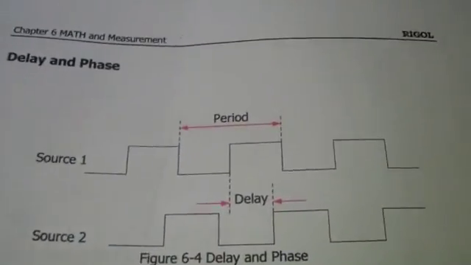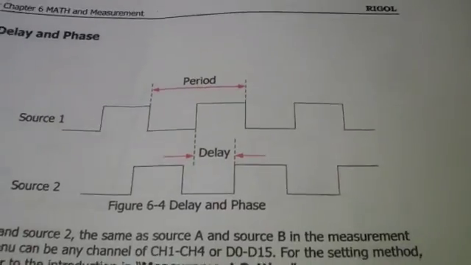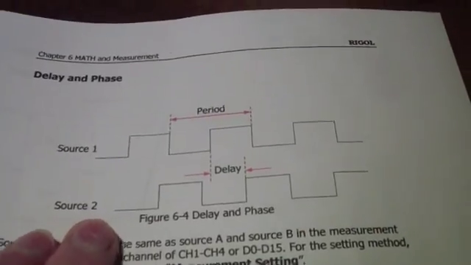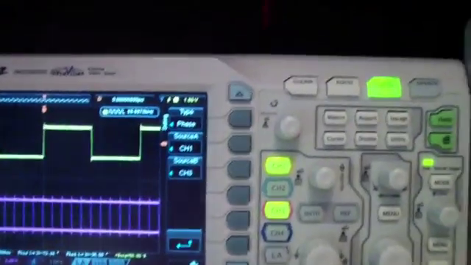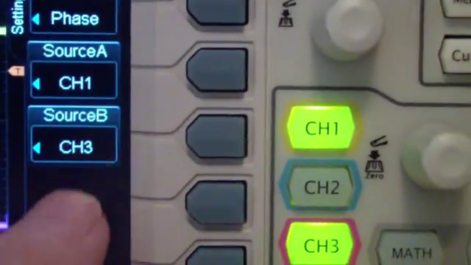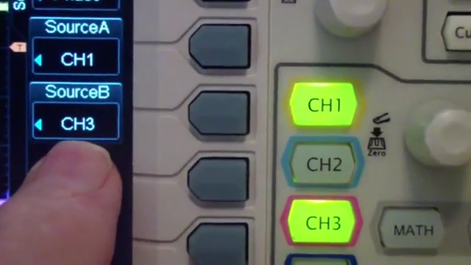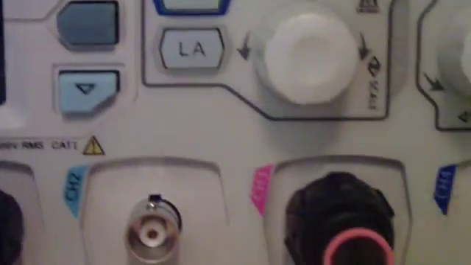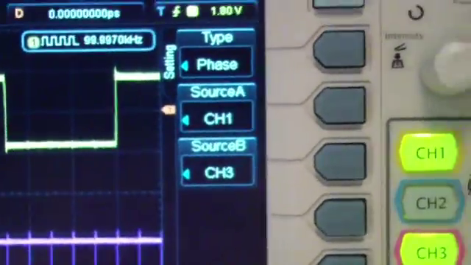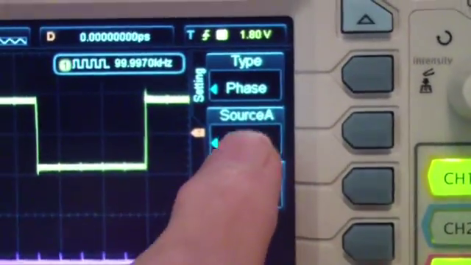Okay, now let's look at delay and phase measurements. These are 2-channel measurements, so you have to specify a source 1 and a source 2. Now the Rigol comes up normally with source 1 being channel 1 and source 2 or source B being channel 2. I've changed it to channel 3 here once again because I like to use 1 and 3 instead of 1 and 2 for basic comparison measurements to help speed up the acquisition rate, but you can use 1 and 2 if you want, in which case you may not have to change these when you go to a delay measurement.